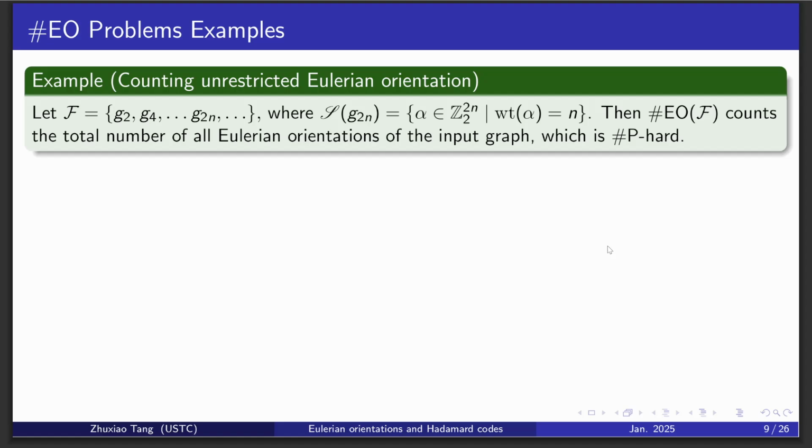Here are some examples. First, if I allow f to take value 1 at every input that contains half zeros and half ones, then this problem exactly counts the total number of Eulerian orientations of the input graph, which is #P-hard.